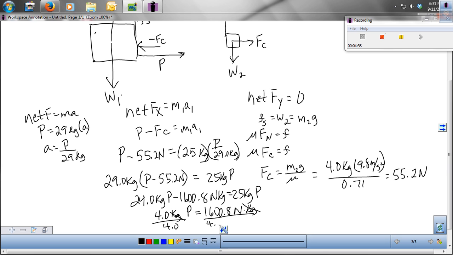And so when I did that, I got P to equal 400.2 newtons. Hope this helps.